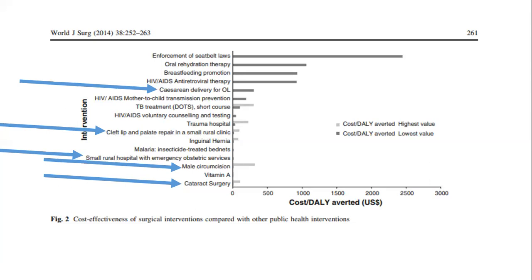And then the same thing, and here you see HIV drugs are very expensive. But yeah, then trauma hospital is cost effective. So surgical interventions are cheap in consideration of the big picture.